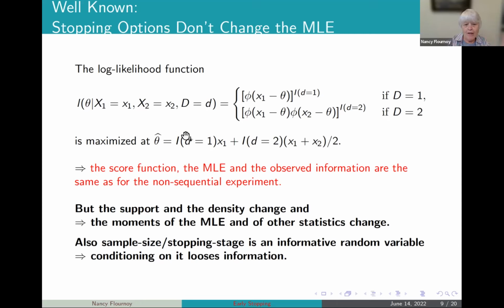So you say, why all the bother? Well, the fact that the support and the density change means all the moments associated with the maximum likelihood estimates change, and the moments of other statistics change as well. The other thing is that the stopping stage is not a random stopping thing. I mean, it's random, but it's informative. So you have to be careful about whether you want to condition on it or not, because you're going to lose information if you do condition.